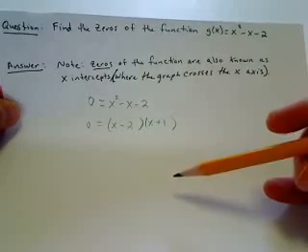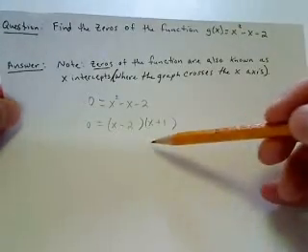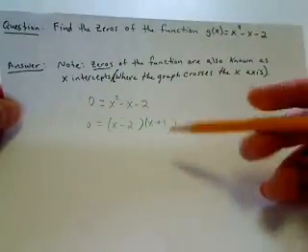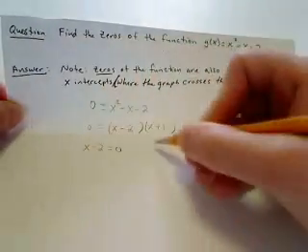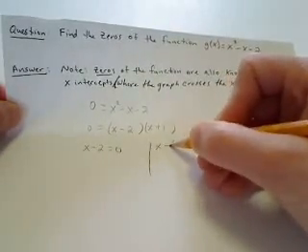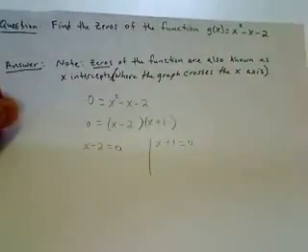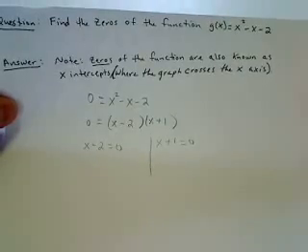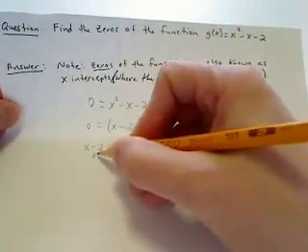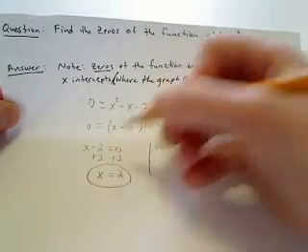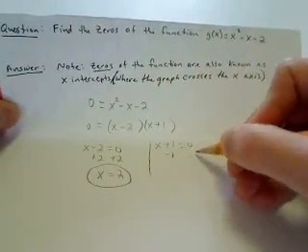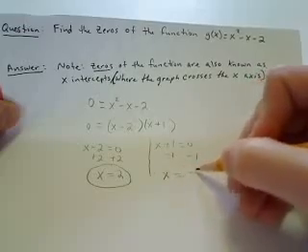From this point, we need to set each of these factors equal to 0. It's like setting up a mini equation, and we have two of them. x minus 2 equals 0, and x plus 1 equals 0. When we solve these mini equations for x, we should get two answers. x is equal to 2, and subtracting 1, we get x is equal to negative 1.